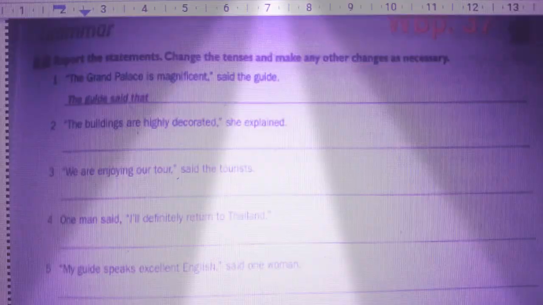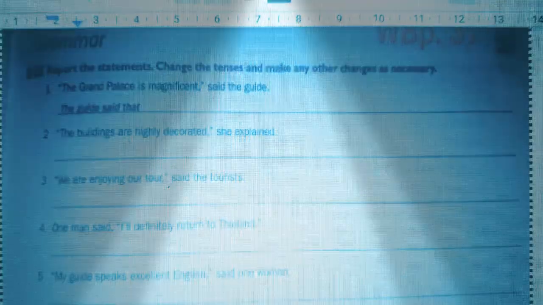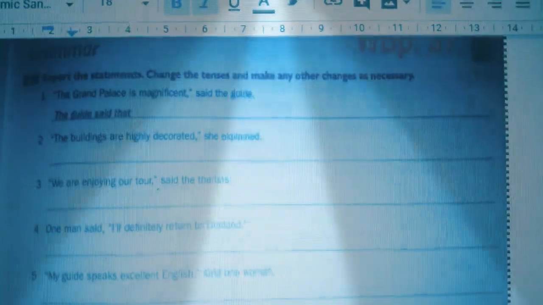Now look at this question. Report the statement, change the tenses, and make any other changes as necessary.